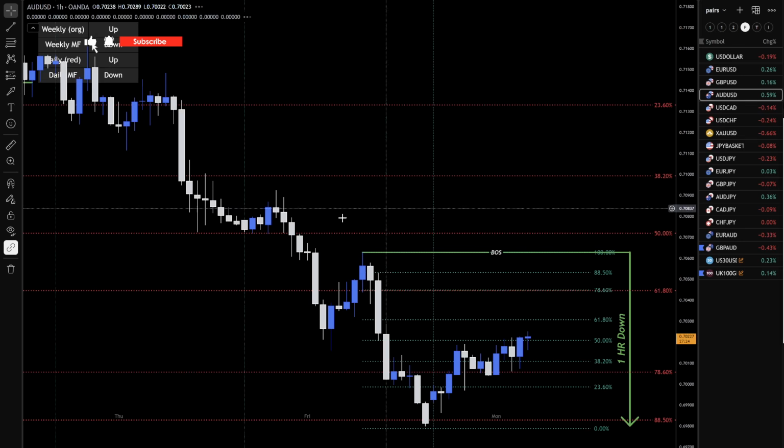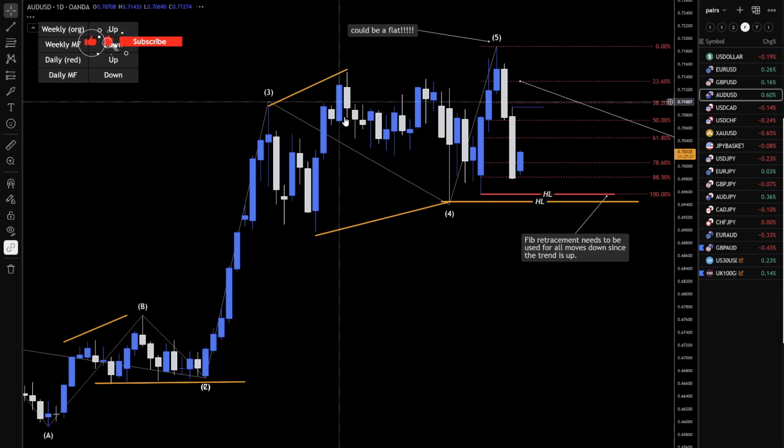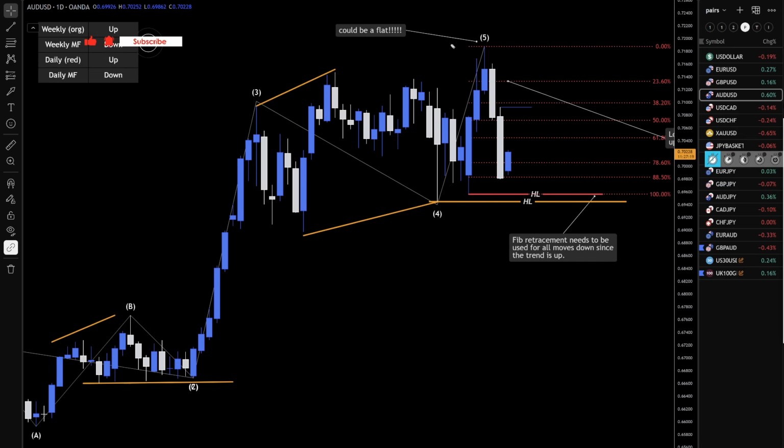Moving on to the Aussie dollar. On the Aussie dollar, back up to the daily time frame. Now, if the Aussie dollar really is a wave 5, then that means that this is either going to go down, break structure in an A or a 1.